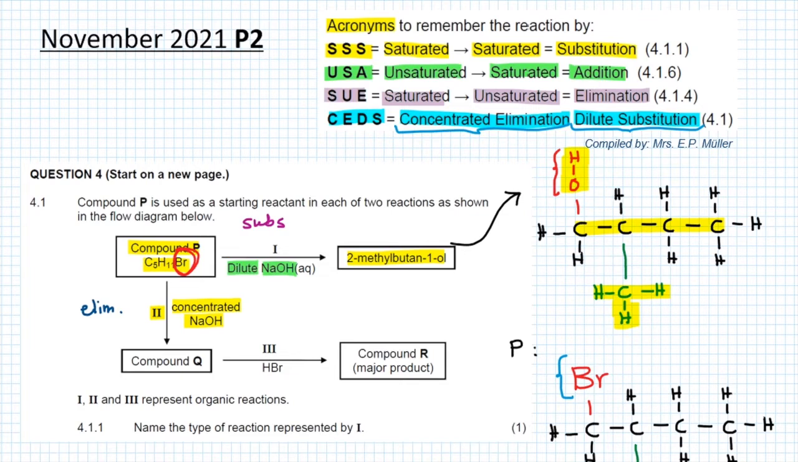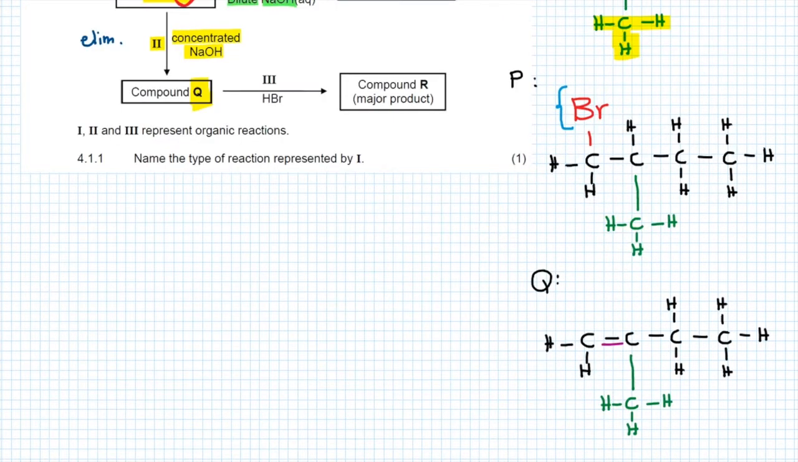But compound Q is an organic compound. So let's at least go and draw compound Q, the substance that is going to form when the bromine atom is removed or eliminated from compound P. If you compare compound P and the new substance I've drawn, compound Q, you can clearly see the bromine and a hydrogen atom from a neighboring carbon atom was removed, and we therefore have a double bond between the first and second carbon atom. The rest of the compound stays exactly the same.